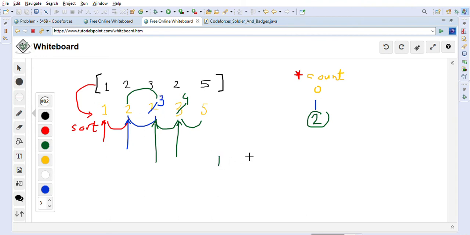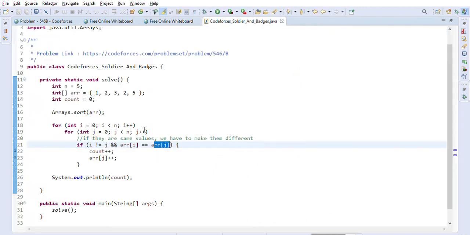If it is like 1 2 2 and 3 5, in the beginning after sorting, this is what we will get. What we are discussing in the implementation is this one. This is i, and we are comparing with j, and they are the same value. Their i and j are different, but the values are the same, so we have to change this value. So we will make this 2 to 3. That's what we are doing here by using array of j plus plus, right?